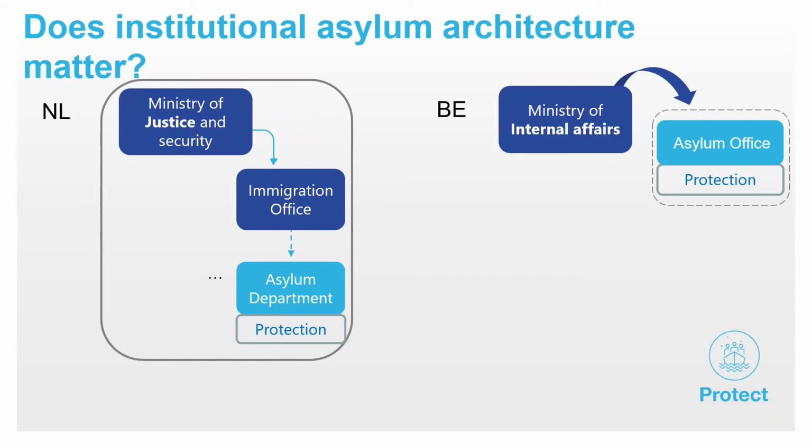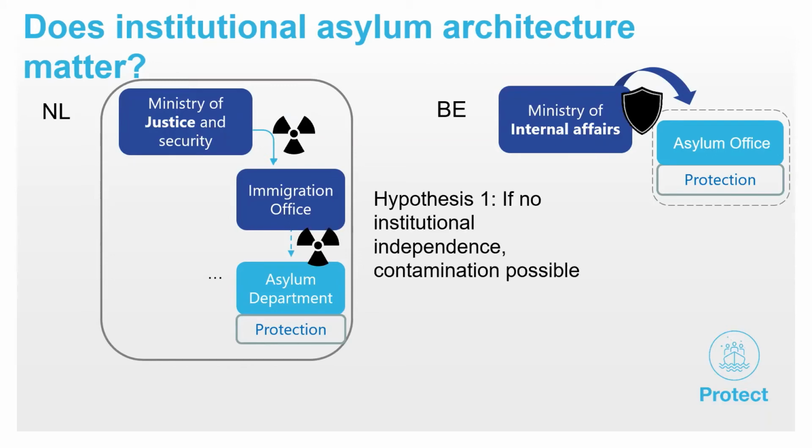Let's take a look again at our organization chart to illustrate our different hypotheses. Does institutional architecture matter? Our first hypothesis says that institutional asylum architecture does matter, following a mindset that the Dutch Asylum Department is contaminated by immigration control or other interests, while the sole mission of the Belgian Asylum Office is to protect refugees.